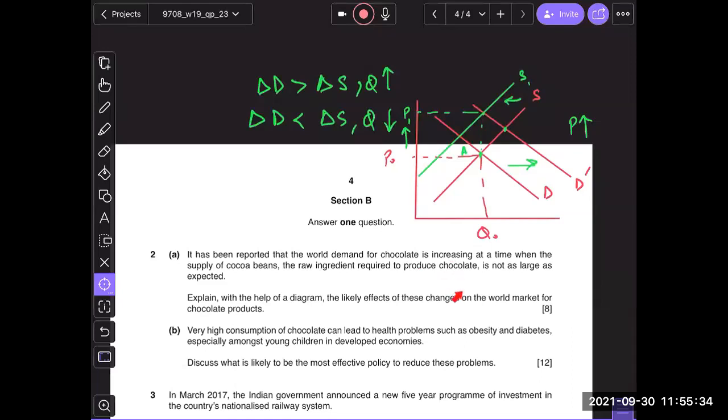No, beta, not aggregate demand. You can't put aggregate demand analysis here. This is only for the market for chocolate. This is micro. This is easy, actually. The only thing they want you to talk about is what will happen to quantity and what will happen to price. Make sense?